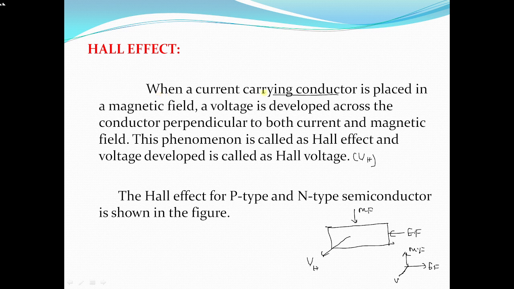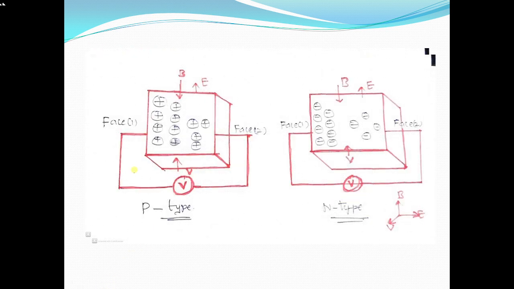So see here, when a current carrying conductor is placed in a magnetic field, a voltage is developed across the conductor perpendicular to both current and magnetic field. This phenomenon is called the Hall effect, and the voltage developed is called the Hall voltage. Now we can see the Hall effect for P-type and N-type semiconductors.